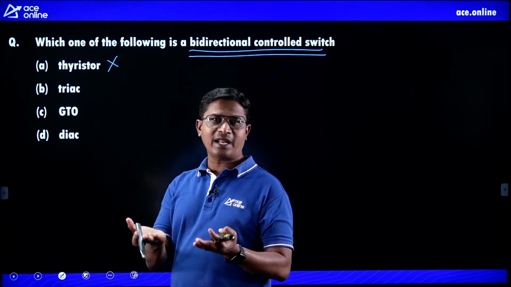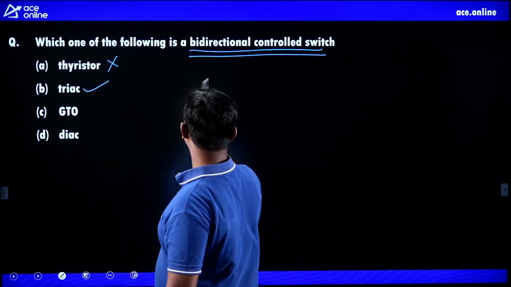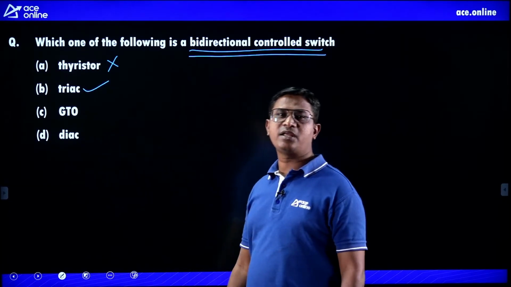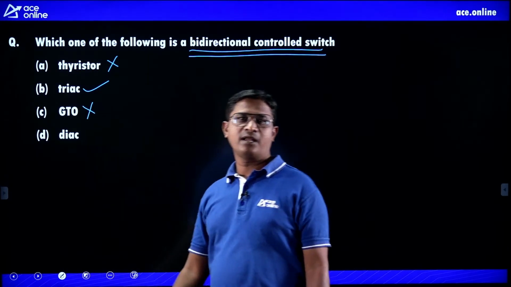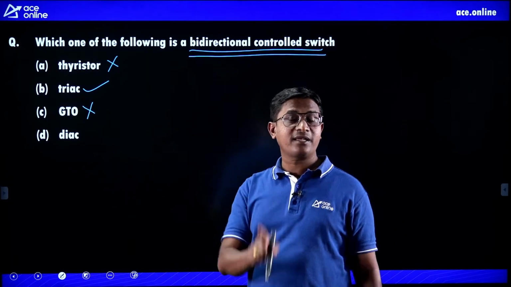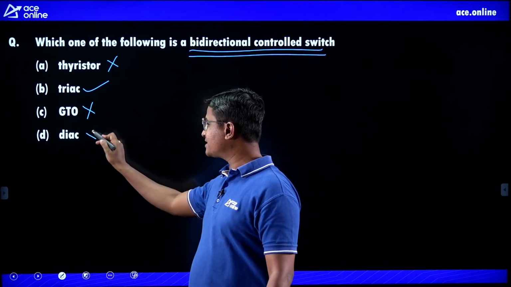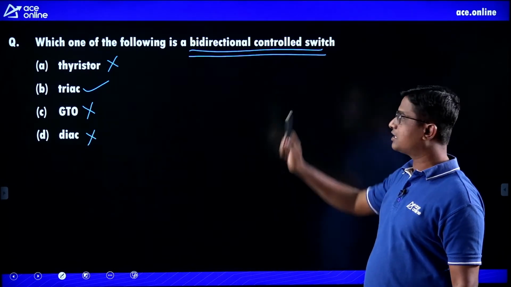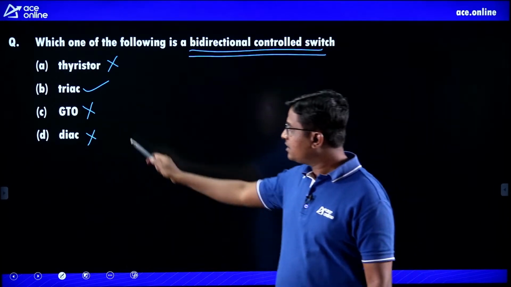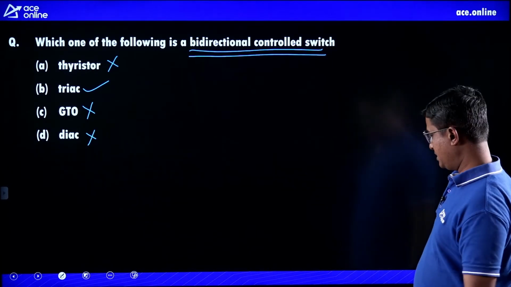Yes, we can control the triac operation by using the gate current. So triac is controlled as well as bidirectional. GTO is unidirectional. What about the diac? Diac is also bidirectional, but it is not controlled. Be careful, he is asking bidirectional and controlled. So your answer should be option B, that is a triac. Alright.